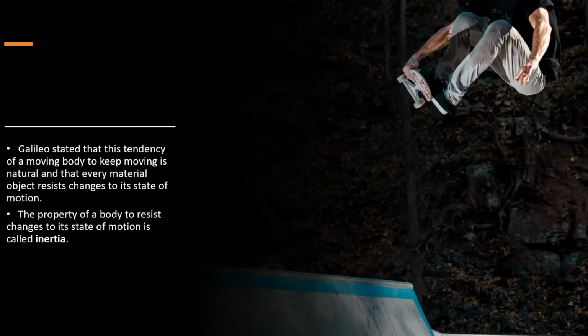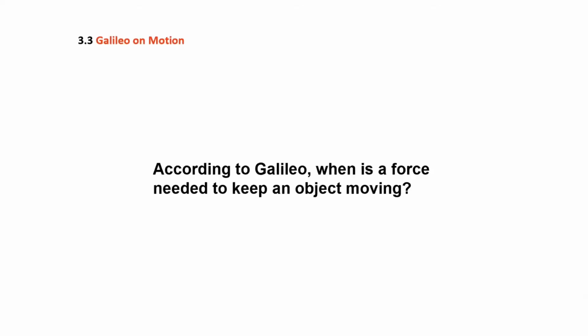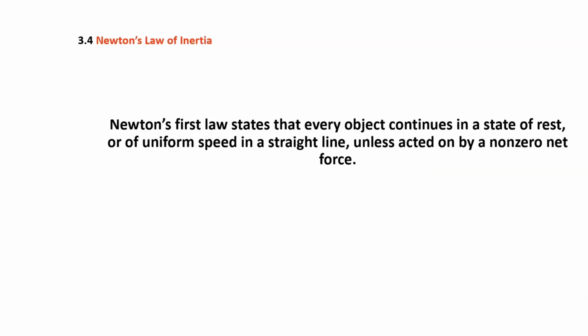So this property of an object or a body to resist changes in its state of motion, being stationary or in motion, is what we call inertia. And this happens to be Newton's first law. All right, so that's that.